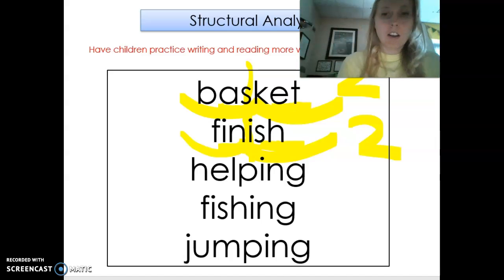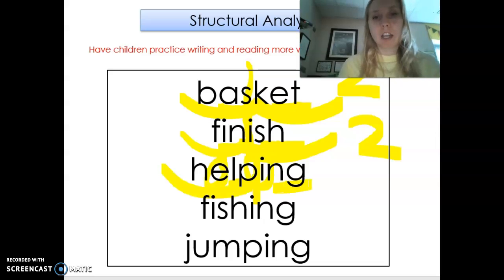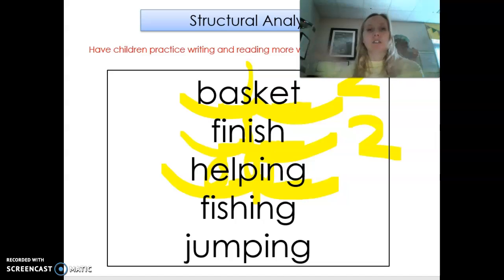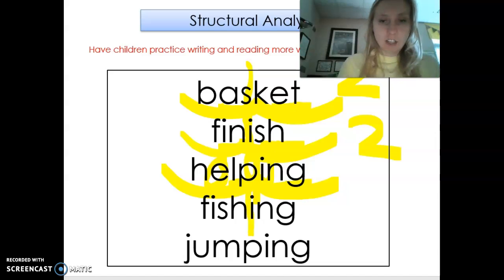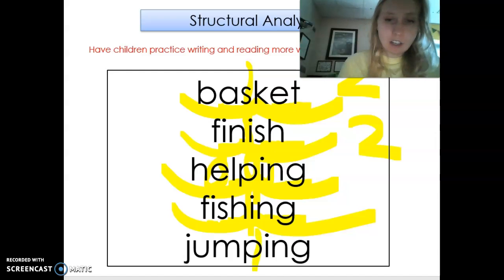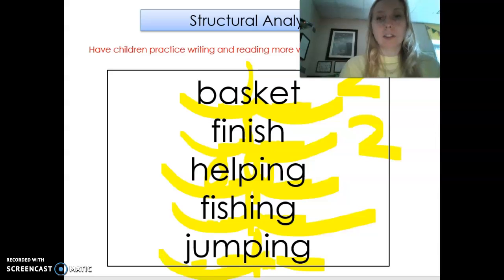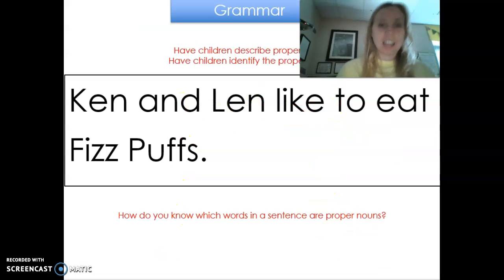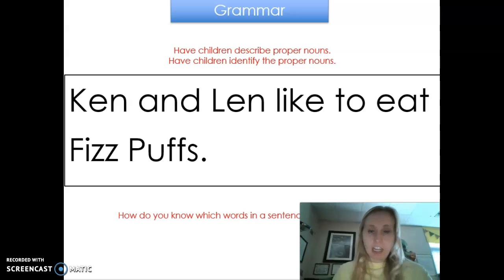Helping. Help. Consonants, vowel, closed syllable. Helping. Fishing. Fish. Consonant, vowel, closed syllable. Fishing. Jumping. Consonants, vowel, closed syllable. Jumping.